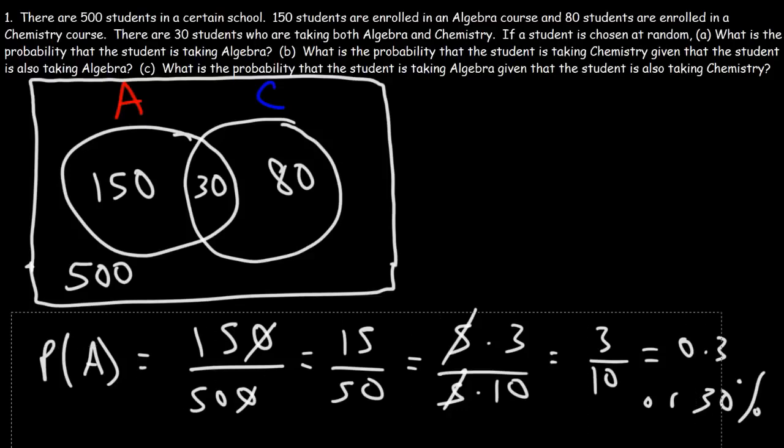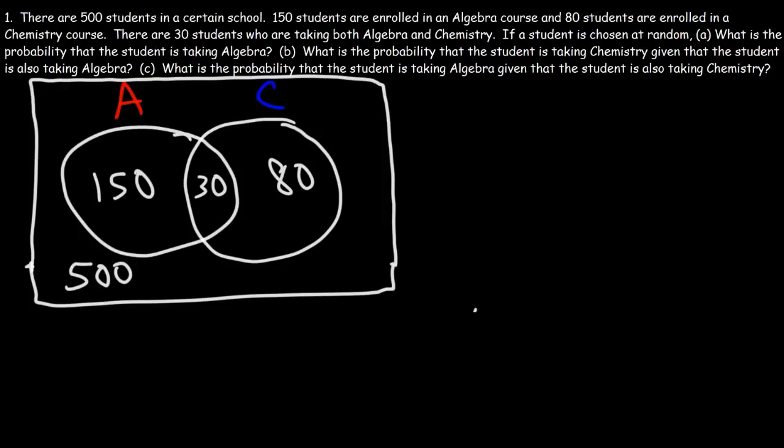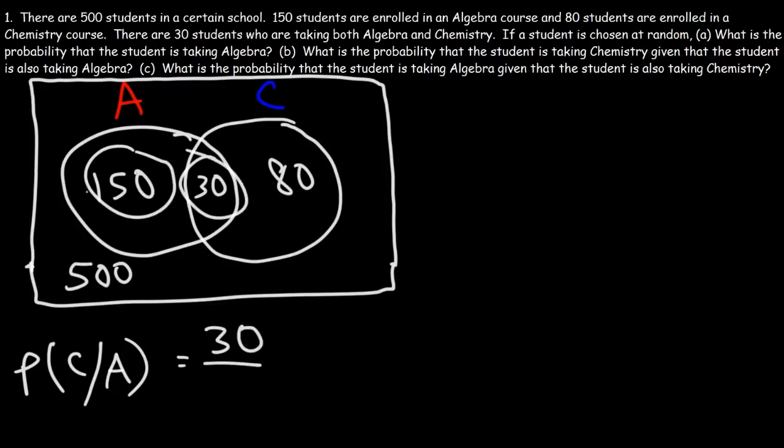Now, what about part B? What is the probability that the student is taking chemistry given that the student is also taking algebra? So this is a conditional probability problem. So we're going to find the probability of getting C given that the student is taking algebra, or given A. So how much of C is in A? Think of it that way. We have 30 of C that is in A, so it's going to be 30 out of 150.